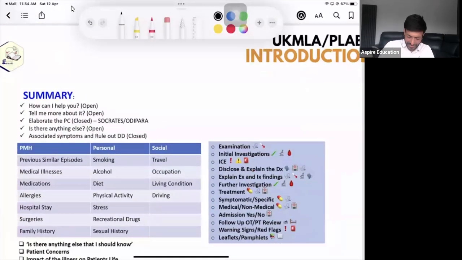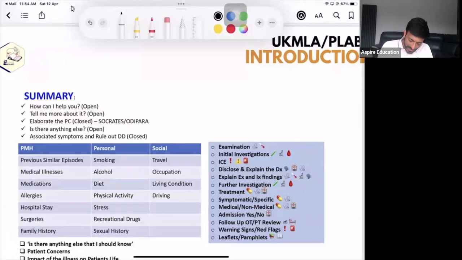And this I'll explain. So how you start the station: you introduce yourself, you identify your patient, and then you start like, how can I help you? How can I help you is a very open question. So the patient said, I'm in pain. So what you do, you need to elaborate the pain. Always make sure you ask open questions.